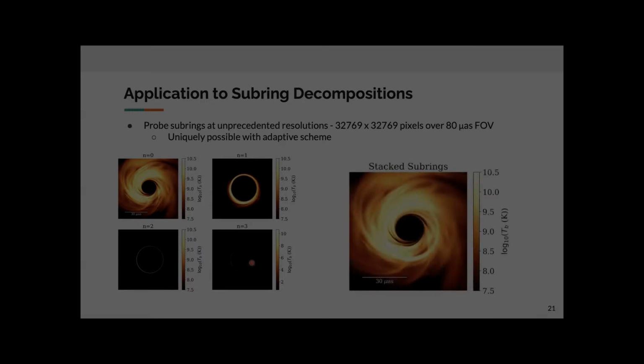And we found that when we stacked them back together, we were in fact able to reproduce the original image that we started with, now as a sum of emission from n equals 0, 1, 2, and 3.